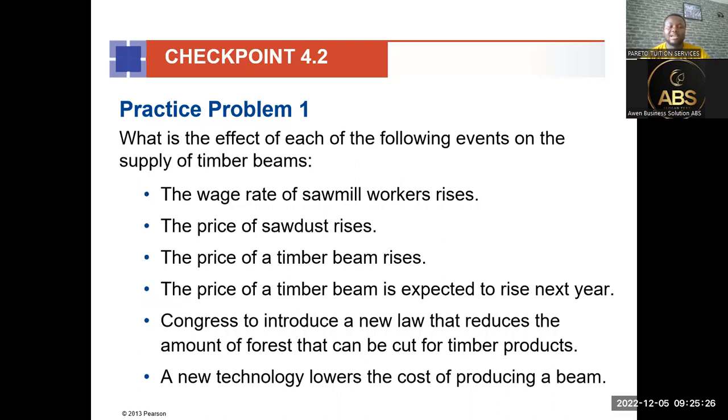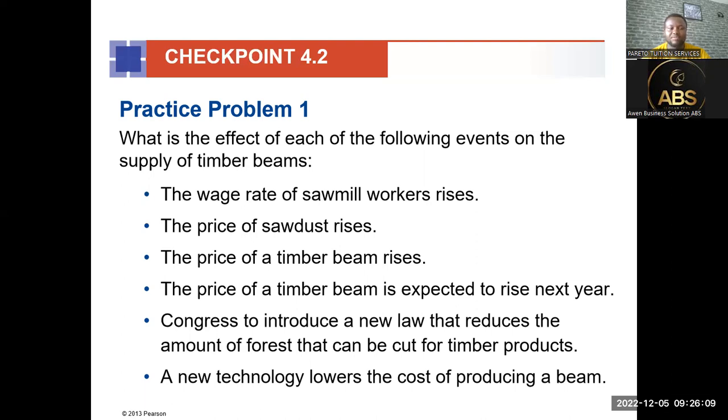Now we move on to supply. What is the effect of each of the following events on the supply of timber beams? The first one is that the wage rate of sawmill workers rises. The price of sawdust rises. The price of a timber beam rises. The price of a timber beam is expected to rise next year. Congress introduces a new law that reduces the amount of forest that can be cut for timber products. And then there's a new technology that lowers the cost of producing a beam. So what will be the effect of these events on the supply of timber beams?